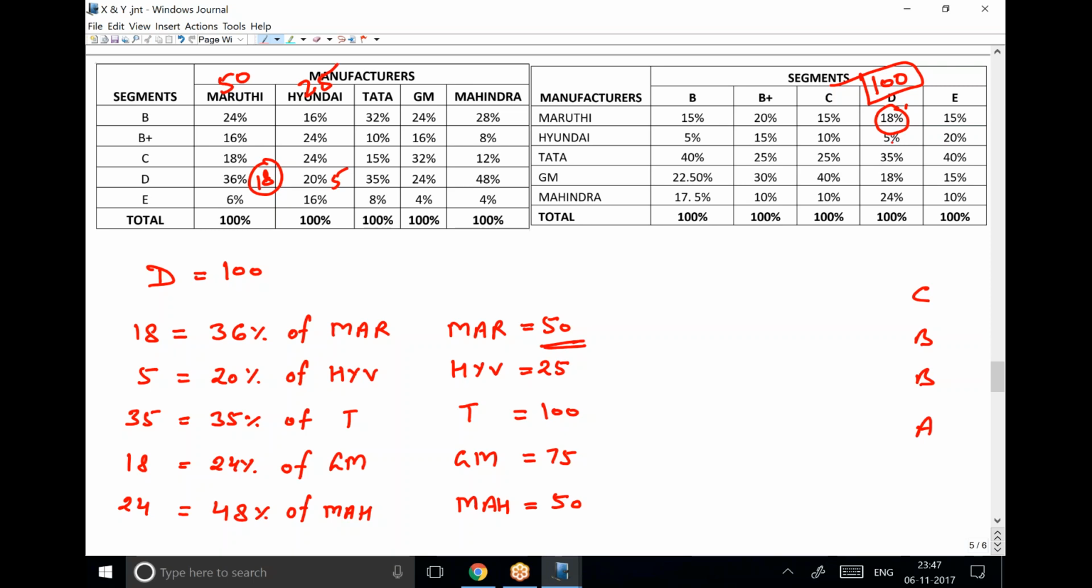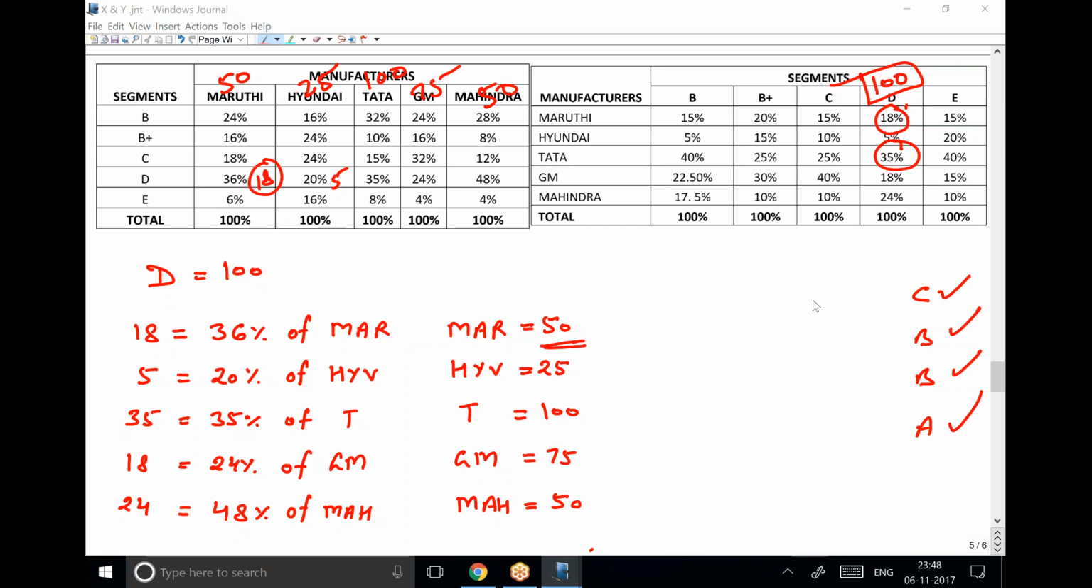Similarly, Tata is given to us as 35, so 35% of some number is 35, so that number has to be 100 here. Similarly, 24% of a number is equal to 18, so that number has to be 75 in terms of GM, and the last number has to be 50. So these are the numbers given to us. When you get the numbers, everything becomes very easy, and you can mark the right answers, which come out to be C, B, B, A.